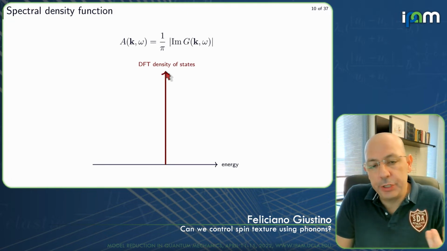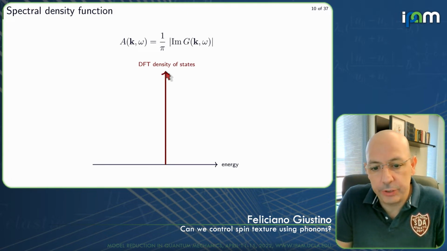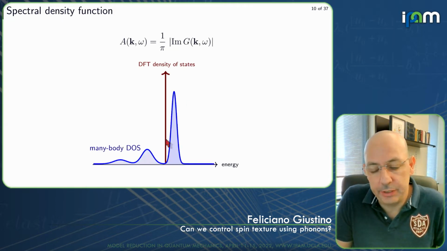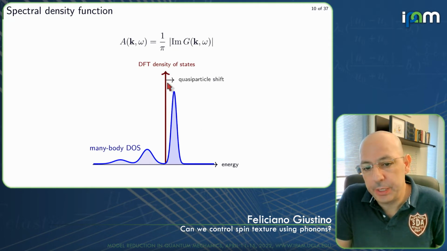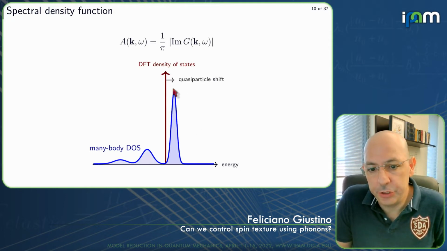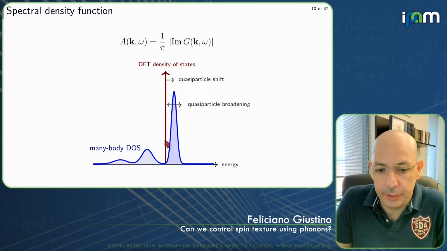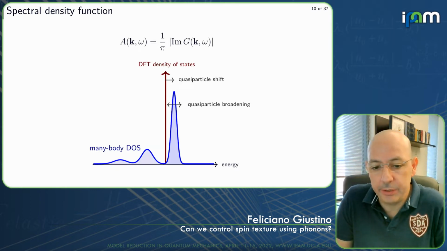Now, if we switch on interactions like electron-phonon interaction, for example, a few things happen. Typically, the spectral function takes a slightly different shape. In particular, first, the peak has moved from its original location. Then the peak has also broadened with respect to this sharp peak. So this means that this particle is no longer infinitely long-lived, but it will have a finite lifetime.